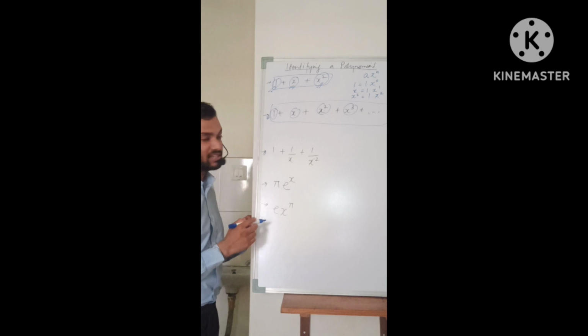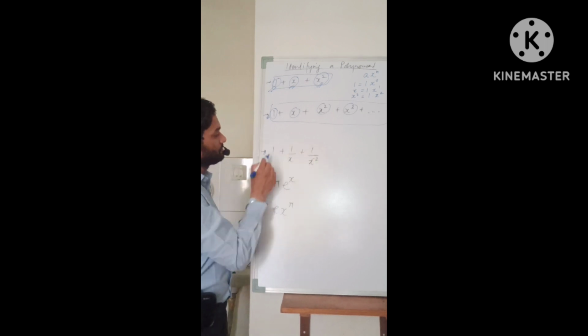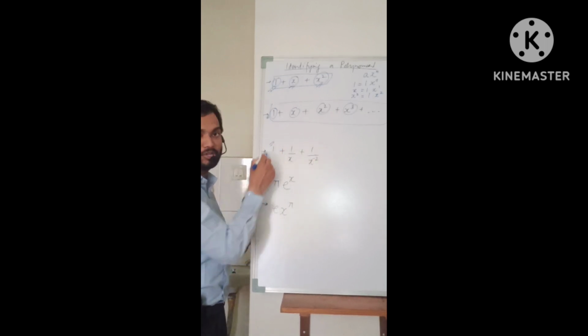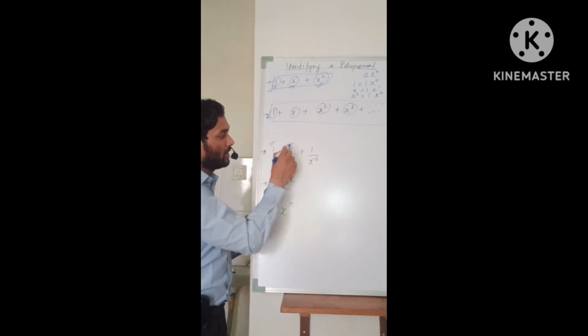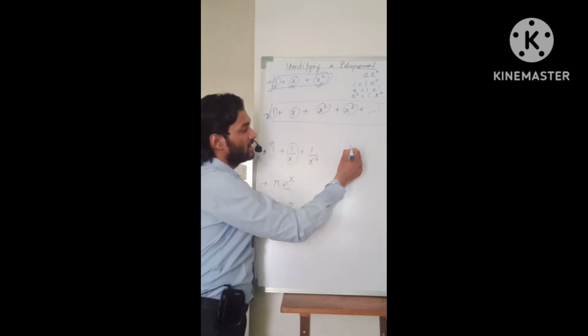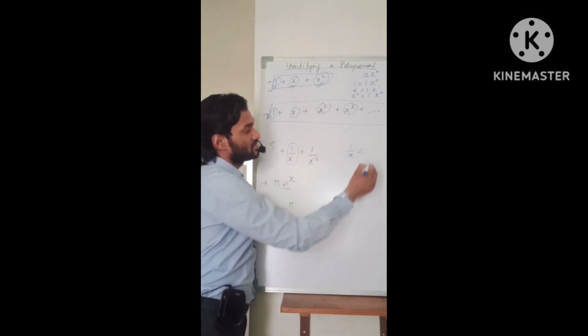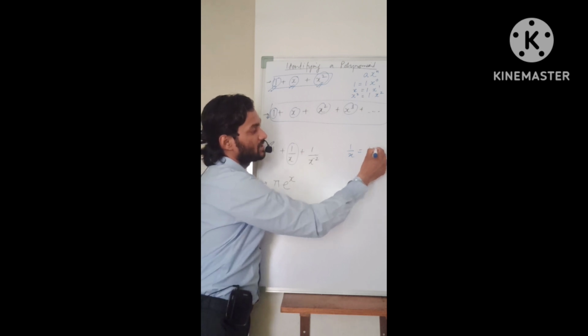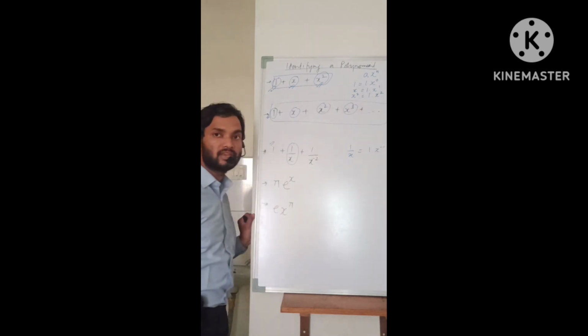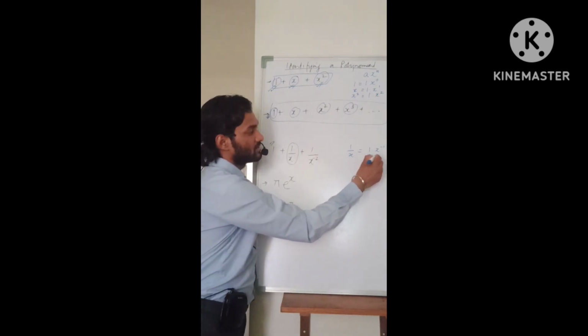Coming to the next example, here we have 1 by x, which is short of a polynomial. We have just seen 1 by x. How can we write 1 by x? Let us see. 1 by x is written as 1 into x raised to minus 1. So 1 is a constant, and x is a variable.